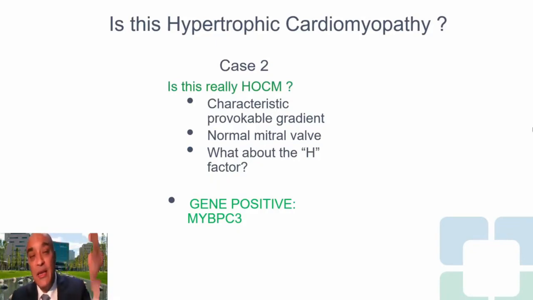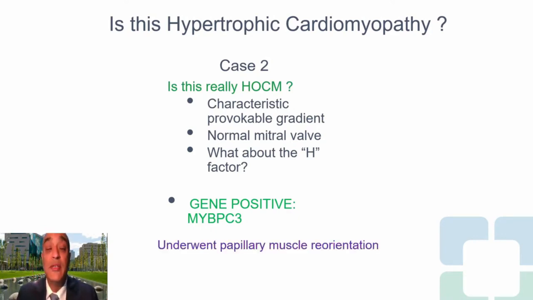Patient was symptomatic, we provoked the patient, he's positive, he's also gene positive. This person underwent papillary muscle reorientation and he is doing very well. So this person could not undergo surgical myectomy, and so we had to develop a new surgery to fix this patient.